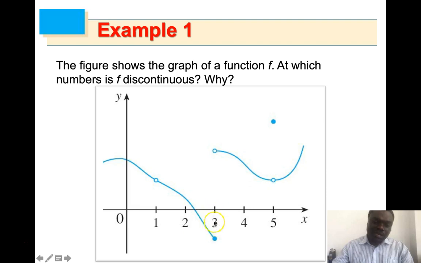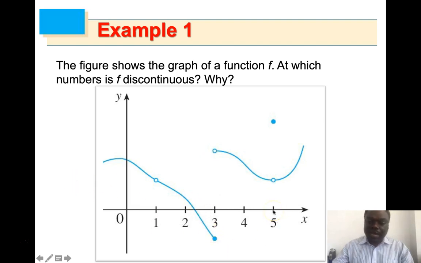At this point 3, f of 3 exists. f of 3 is this value here. But the limit as x approaches 3 from the left and from the right are not the same. So it means that the limit as x approaches 3 does not exist. Therefore, the function is also discontinuous at the point x equals 3.